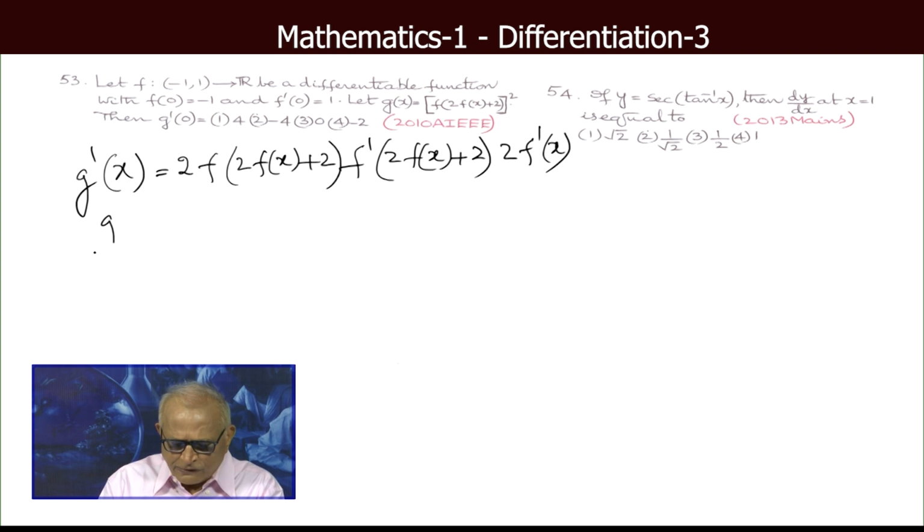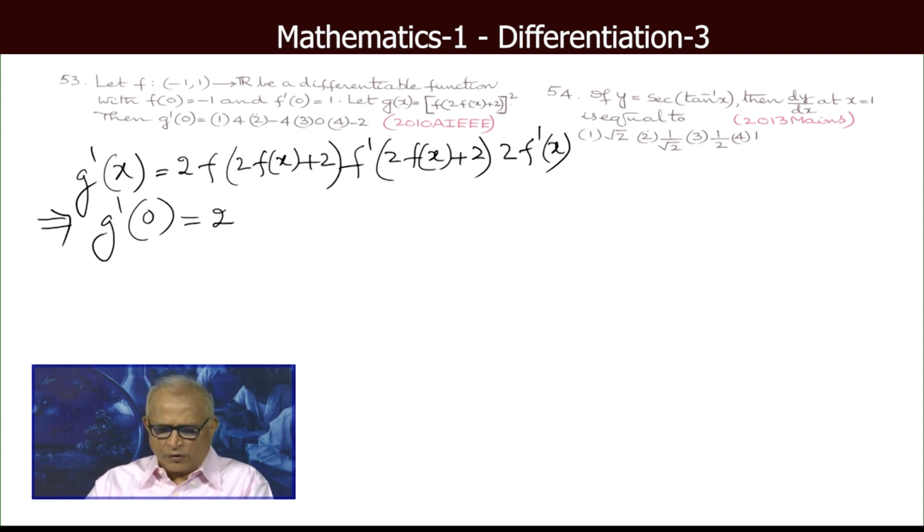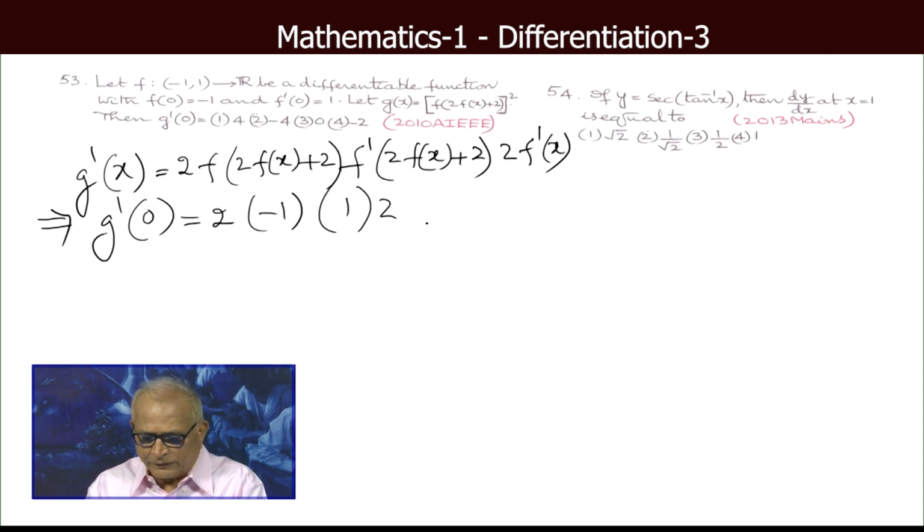So, g'(0), this is true for all x in the open interval (-1, ∞). Then 2 times f(0) is -1, -2 plus 2 is 0, f(0) is once again -1, f' of this is 0, f'(0) is 1, into 2 times f'(0), f'(0) is 1. So, therefore, this is equal to -4. Follow? That is of course the second option.